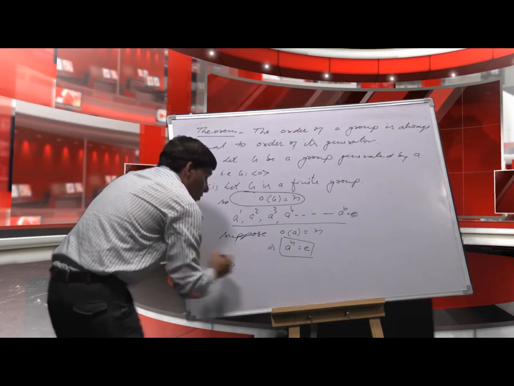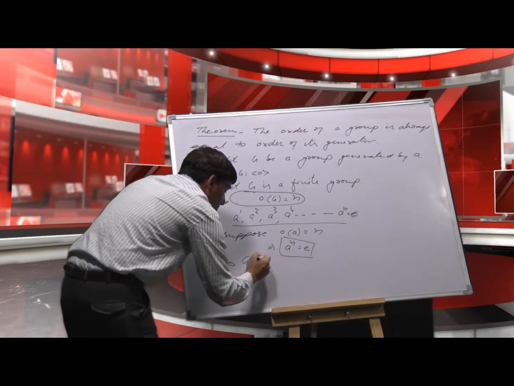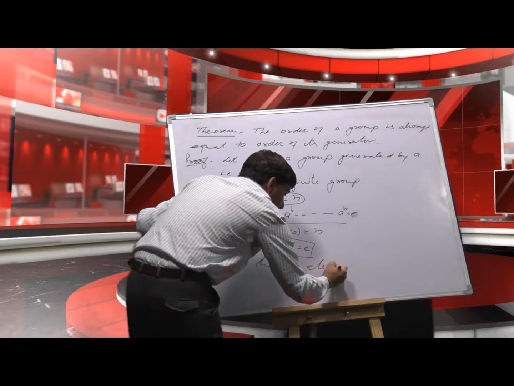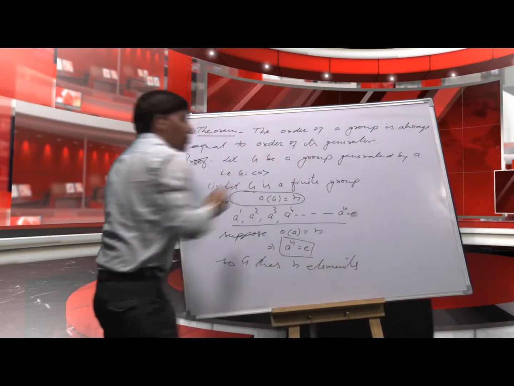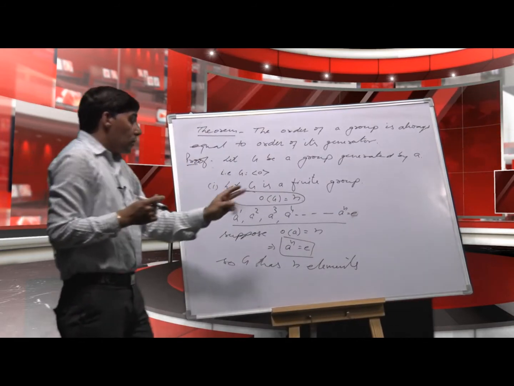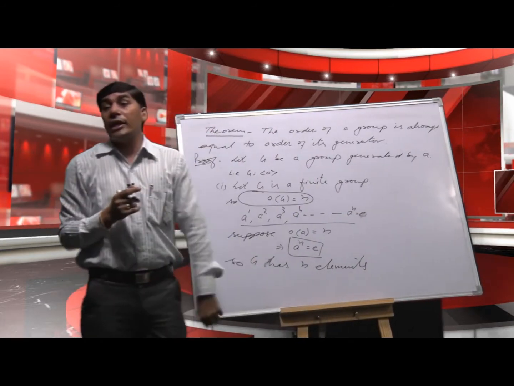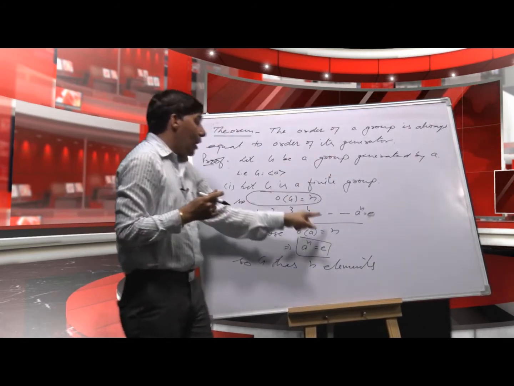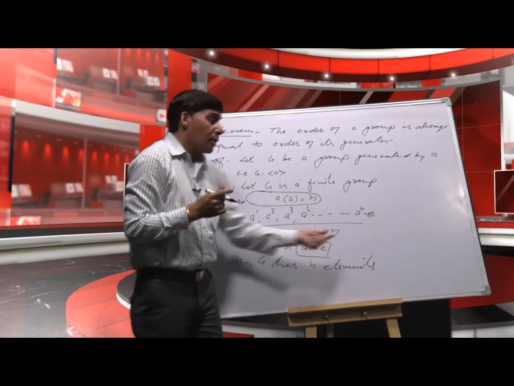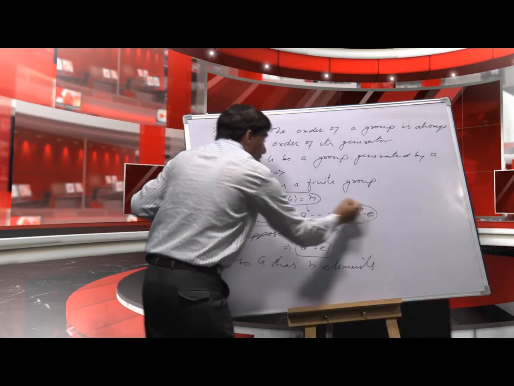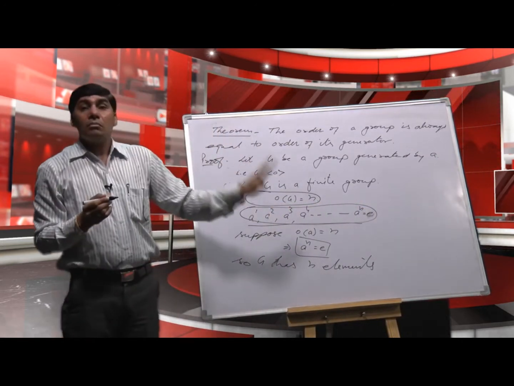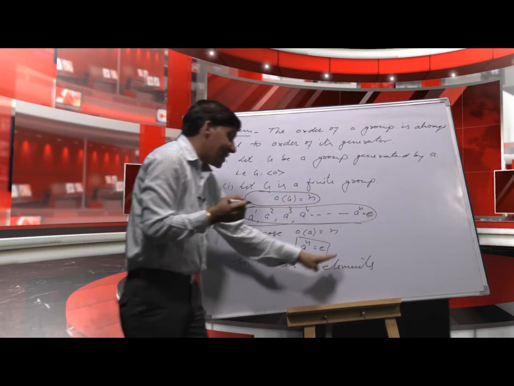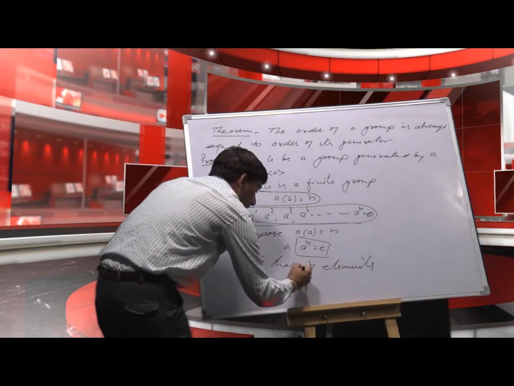So G has n elements. Our target is to prove that the number of elements in G is equal to n, that G does not have more than n elements. But from this statement, we have proved that G has at least n elements. G has at least n elements. We can write the words at least.